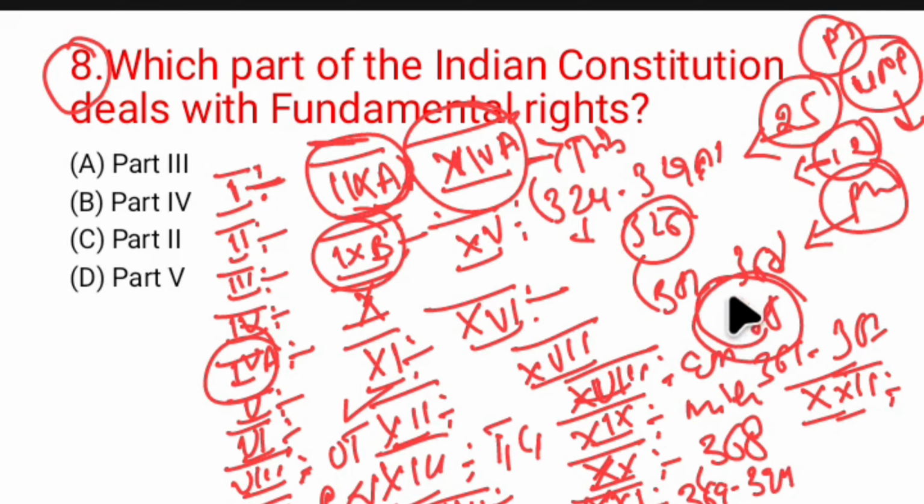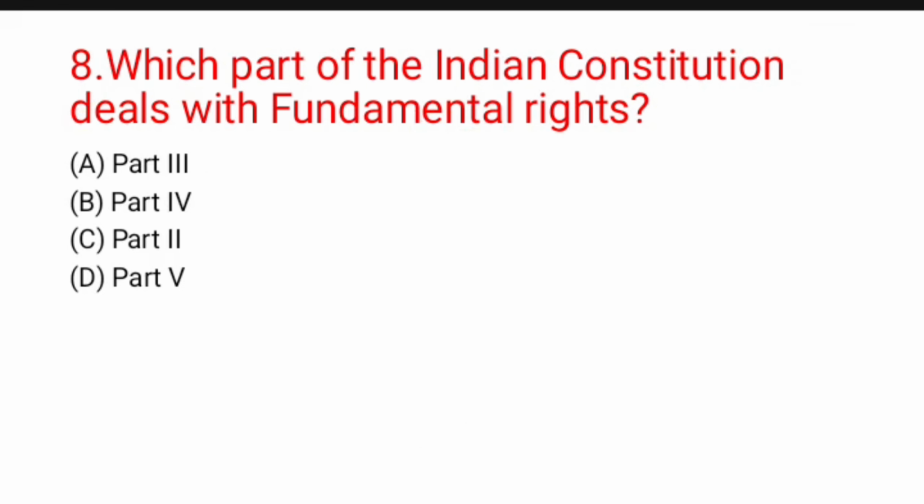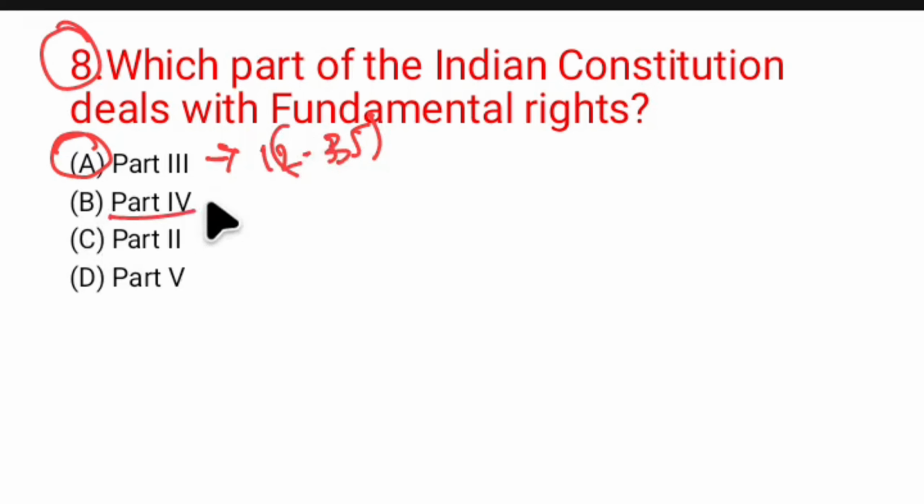We discussed all the parts and what each part basically indicates. With that understanding, if you solve the question, which part of the Indian Constitution deals with fundamental rights? Part 3 talks about fundamental rights, ranging from Articles 12 to 35. Part 4 talks about DPSP. Part 2 is citizenship, and Part 5 is the Union, from Articles 52 to 151.